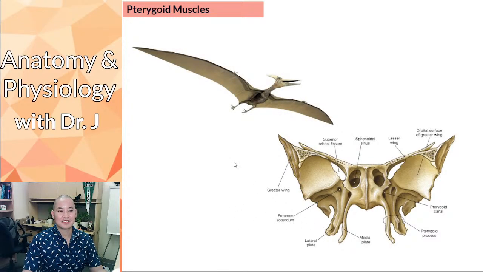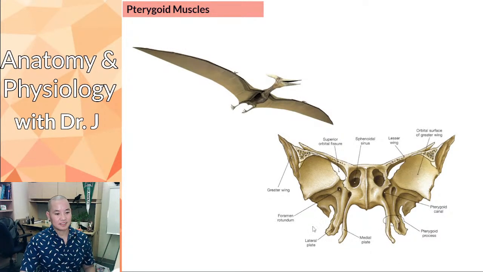And this is my mnemonic. I like to think of it like, remember, what bone is the winged bone? And what bone has greater wings and lesser wings? The sphenoid bone, right? So you have these processes that poke out. Remember, processes poke out and protrude. And you have these pterygoid muscles that attach to these pterygoid processes.